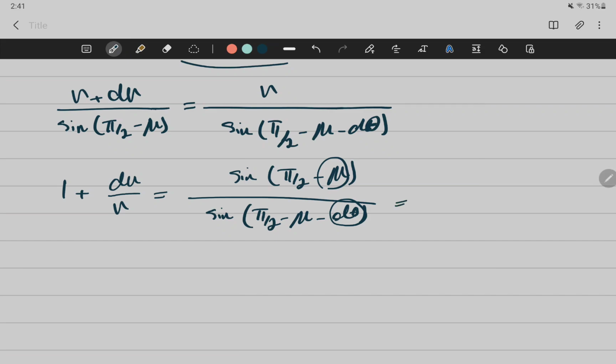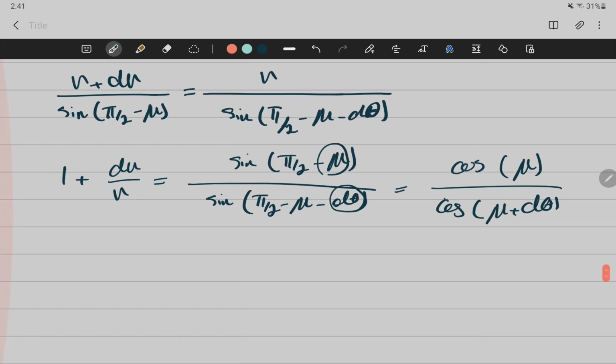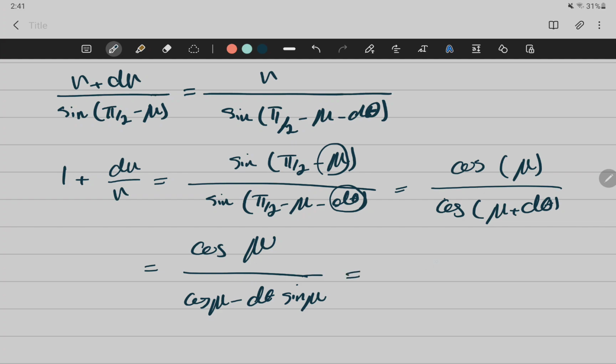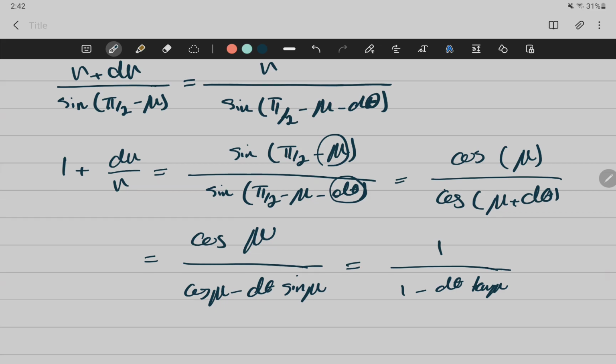We can simplify this with this cosine relationship. It is going to be cosine of mu divided by cosine of mu plus d theta, again from your trig relationships. I'm going to just write this down. This is going to be equal to cosine of mu minus d theta sine of mu, multiplied by sine of mu, which is equal to 1 divided by 1 minus d theta tangent of mu.